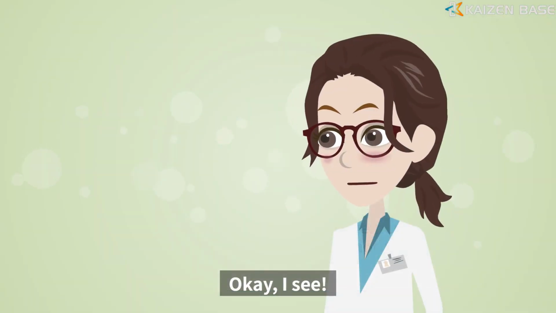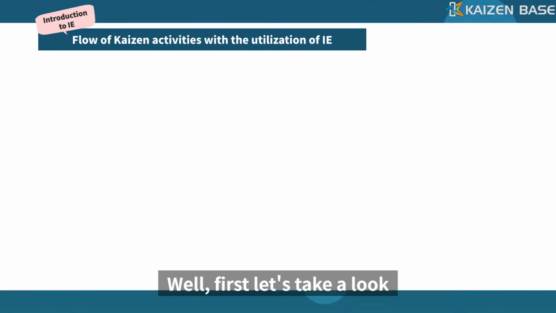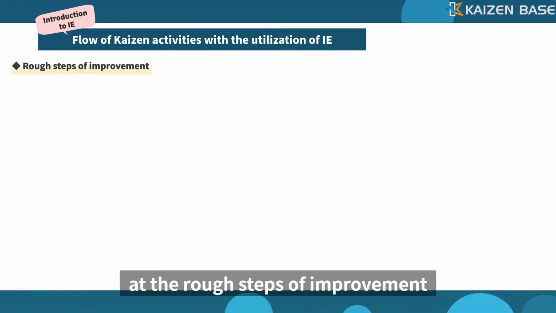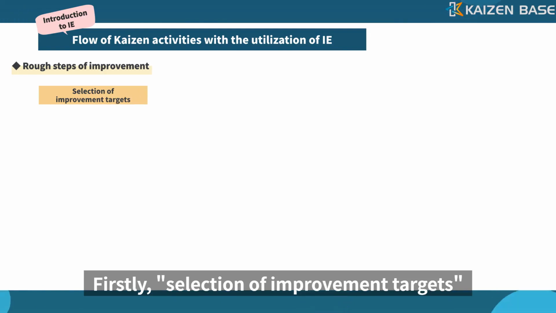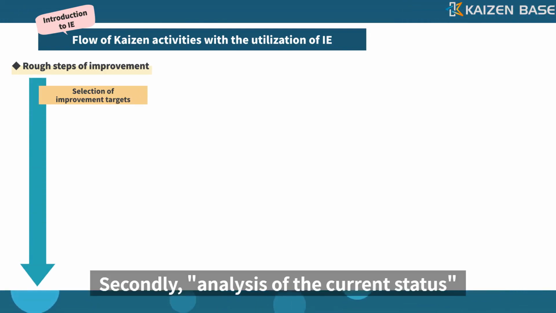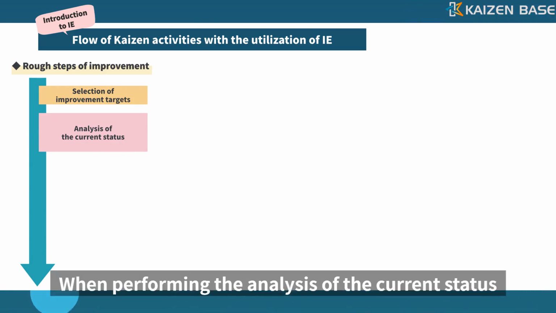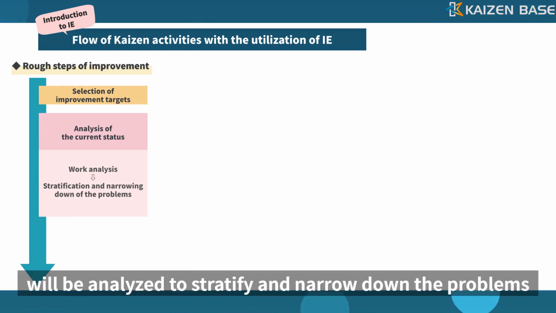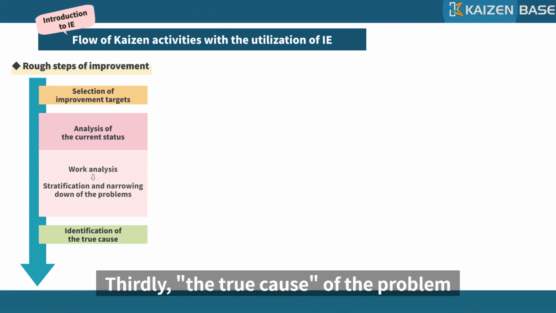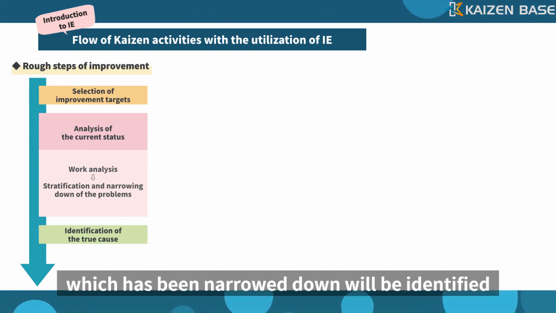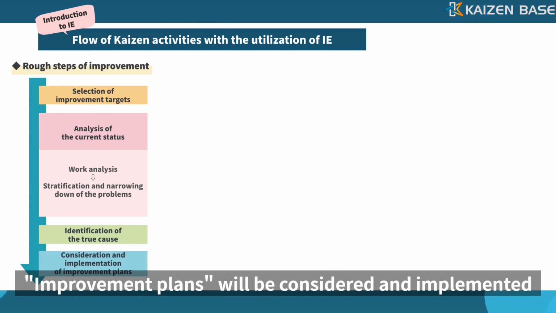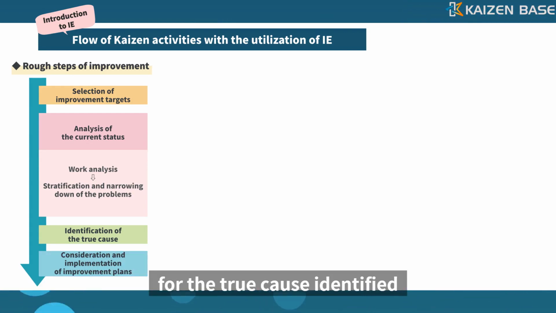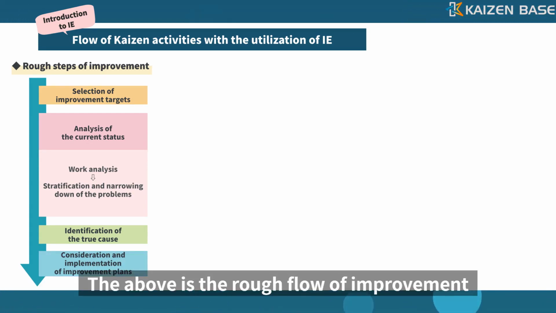Okay, I see. Well, first let's take a look at the rough steps of improvement. Firstly, selection of improvement targets will be conducted. Secondly, analysis of the current status will be performed. When performing the analysis of the current status, the work or the duties will be analyzed to stratify and narrow down the problems. Thirdly, the true cause of the problem which has been narrowed down will be identified. Improvement plans will be considered and implemented for the true cause identified. The above is the rough flow of improvement.